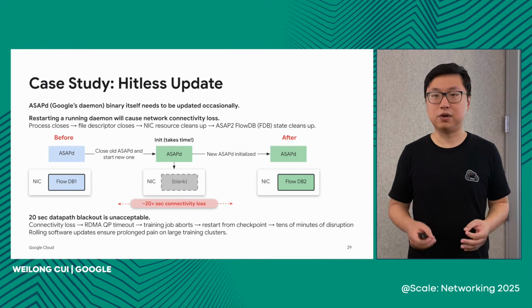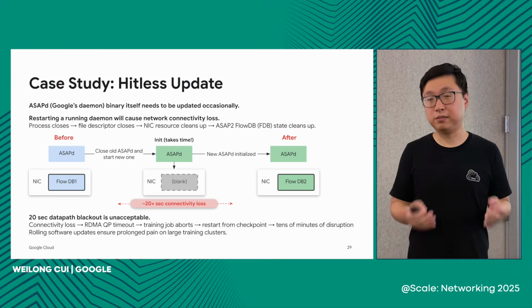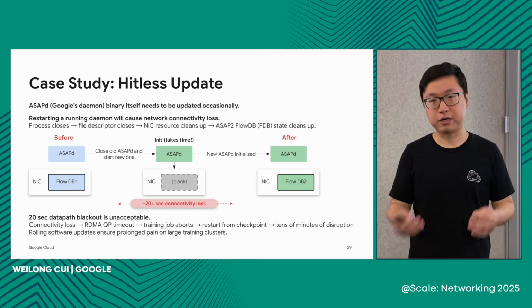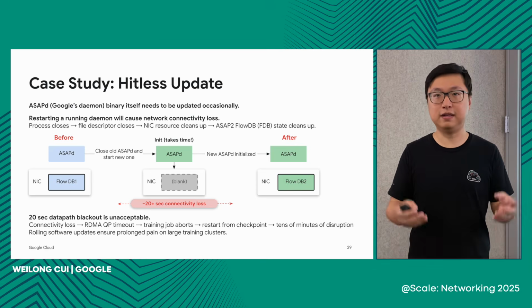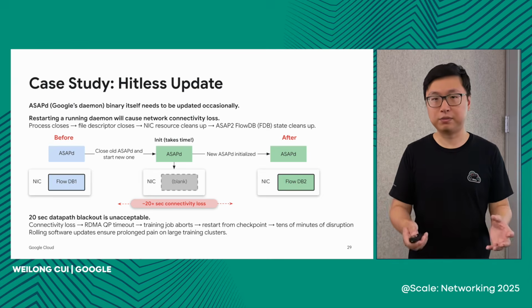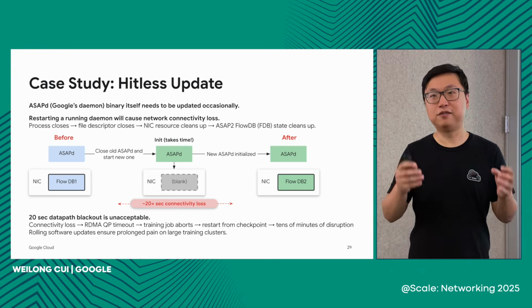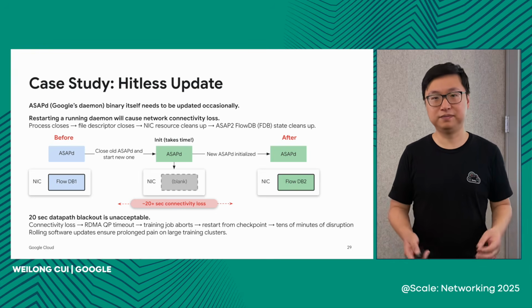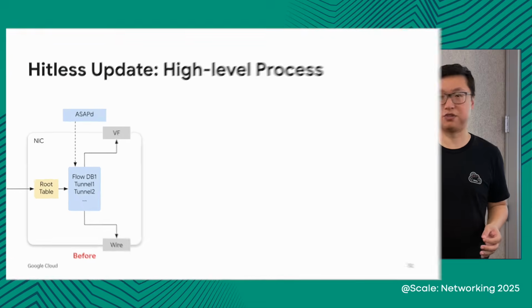This translates to RDMA QP timeout for user application. And this usually means the training job has to abort and it has to start from a checkpoint. And if you have thousands of VMs in a cluster, and if we do a rolling upgrade, this means the whole cluster is rendered useless for about hours. And this is clearly not acceptable. The way we do this is through hitless updates, or updating without disrupting our user traffic.